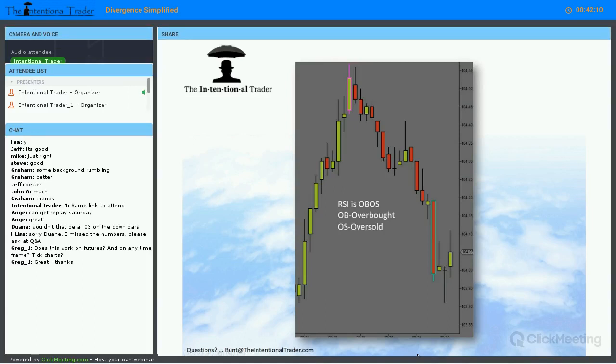This would also be a great place to be looking for divergence. When we know that price has moved a long way and that price is pushing, but even though price is going up, momentum has shifted. That's the key. Okay, that's what we're looking for.